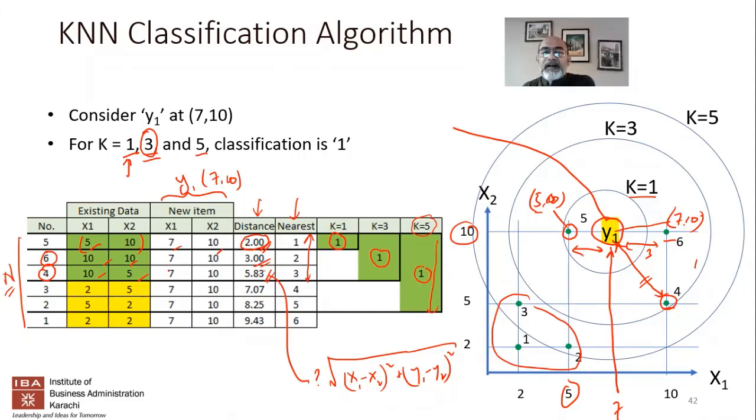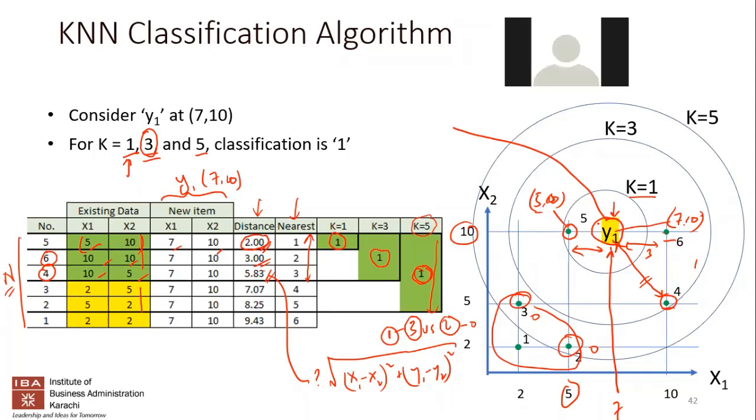Why? Because in this case you've got 1, 2, 3 neighbors which are classified as 1, but you also have 2 neighbors which are classified as zeros. So there you would actually have a voting. You would say, well, there are 3 which are 1s and 2 which are zeros. So 3 versus 2. So you're going to pick the 3 case, and these are the ones which are classified as 1. The 2 were classified as 0. So you're going to pick 1 as your classification for the new item Y1.